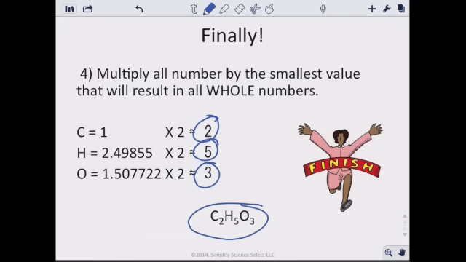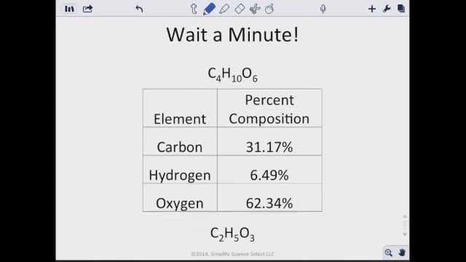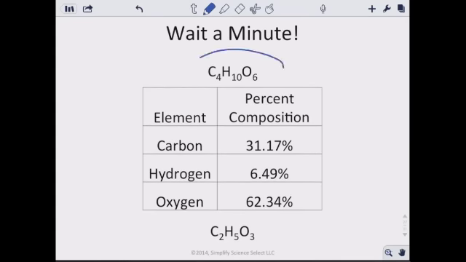And so if these were 2, 5, and 3, we would stop there. We wouldn't have to multiply. But since they weren't whole numbers, go ahead and multiply. Now, if we look at it, this is a molecular formula. This is an empirical formula.